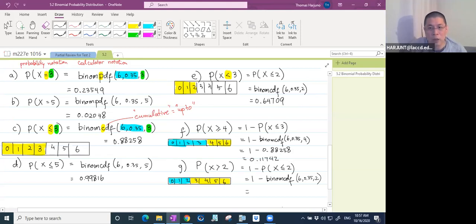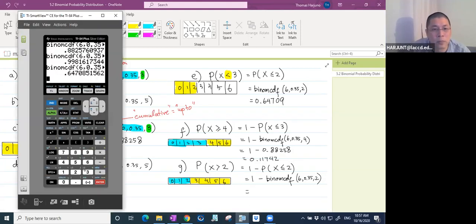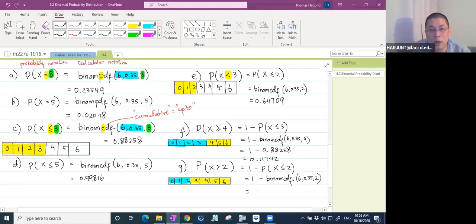Then I use my calculator. Binomcdf. Oops, that's Poisson. Binomcdf. Number of trials is 6, probability of success is 0.35, up to 2. Then change this one. Enter, enter. So that's 1 minus 0.64749. I have it up there, that's in part E. That is 0.3529.